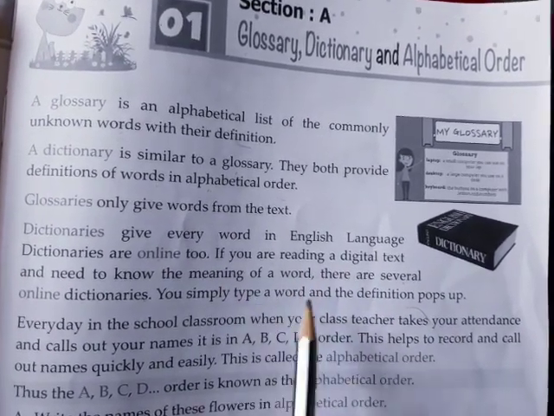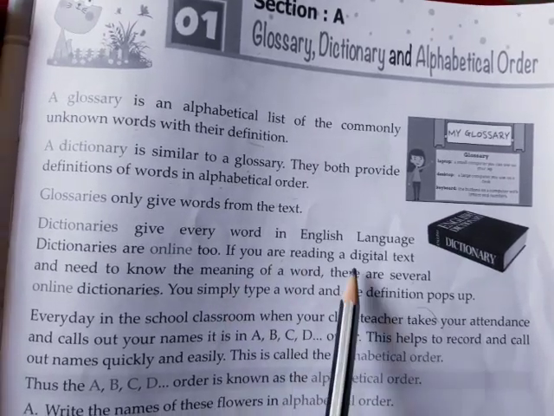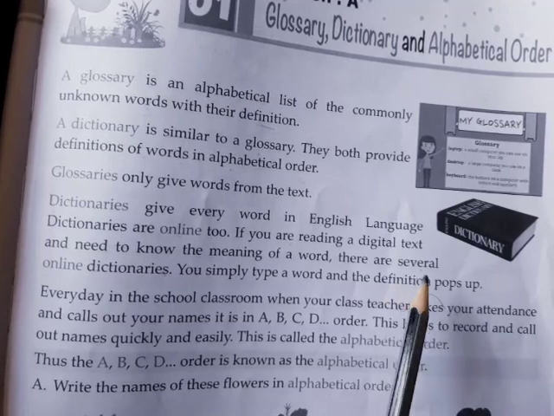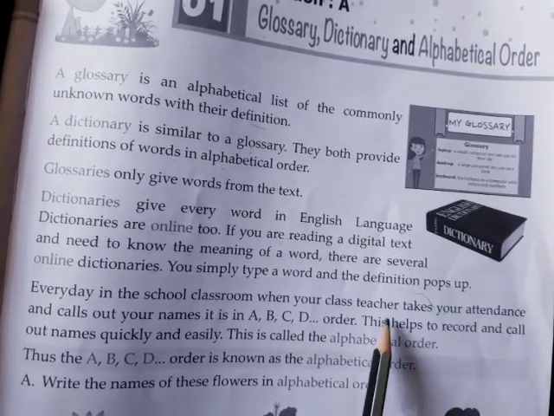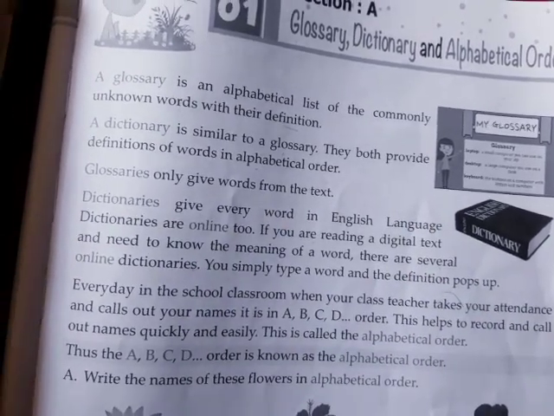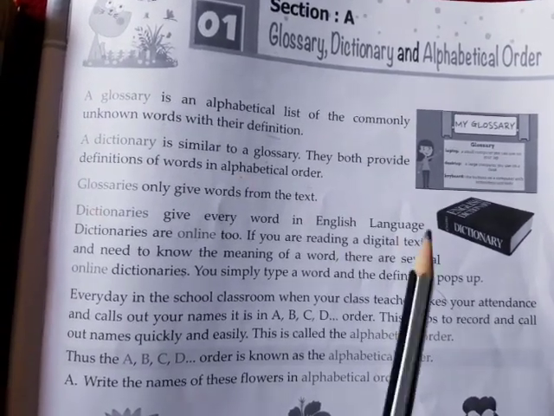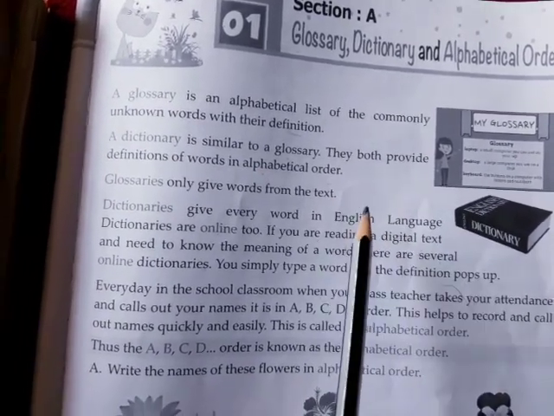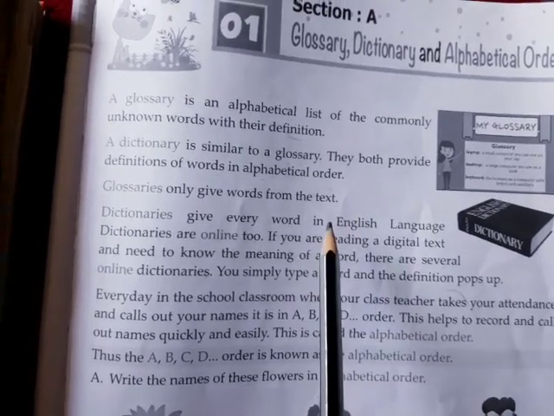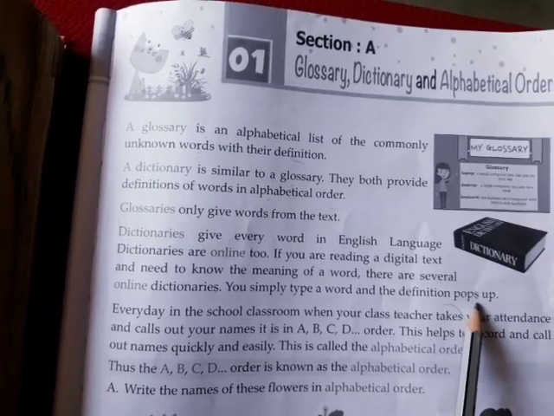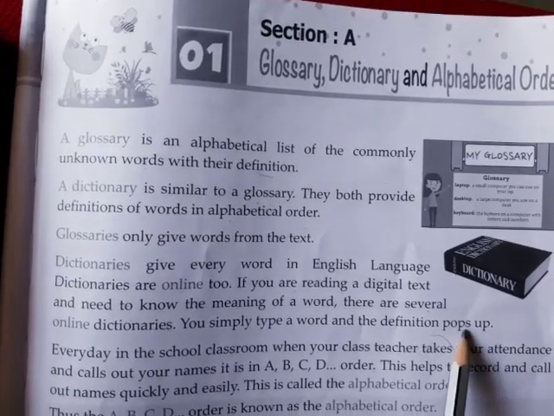There are so many dictionaries: English to Hindi translation, Hindi to English translation, Hindi to Marathi translation, or Bengali translation. So it is available in all other languages too in online dictionaries. Not in a book, but it is available in online dictionaries. You simply type a word and the definition pops up. Pops up means it comes up on your screen.